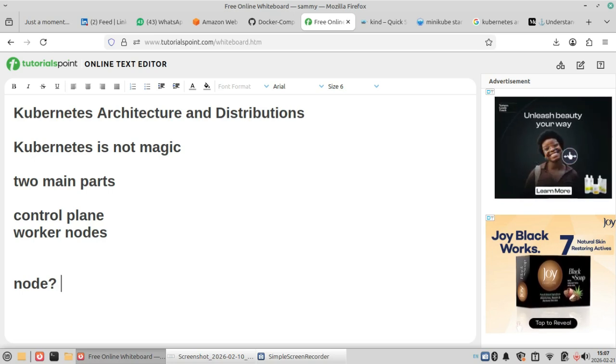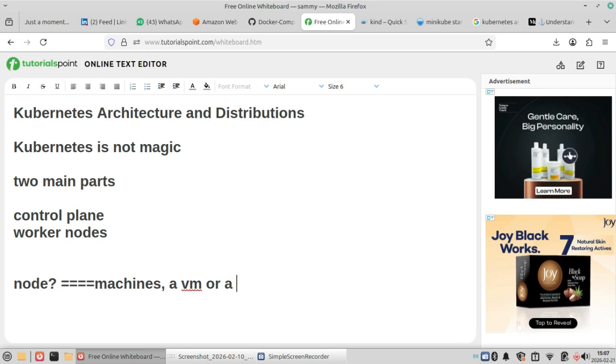A node is simply a machine, all right? A node is synonymous to a machine. It can be a virtual machine, or it can even be a physical server. So this is all you need to know about a node.